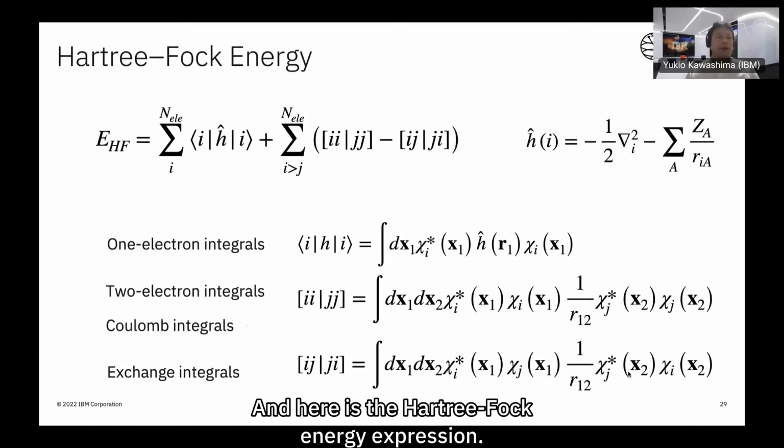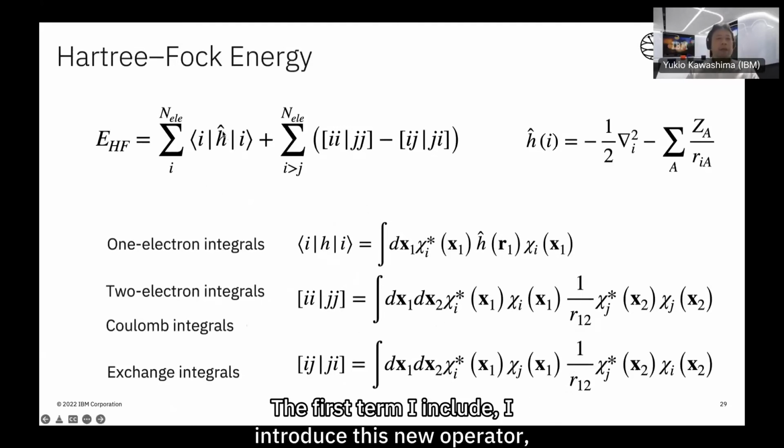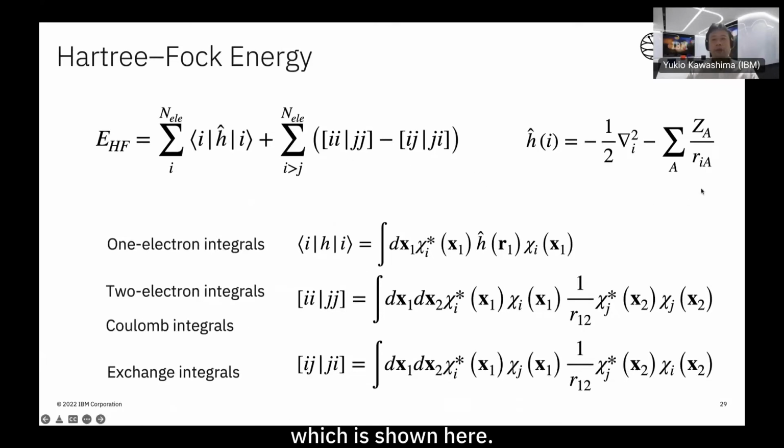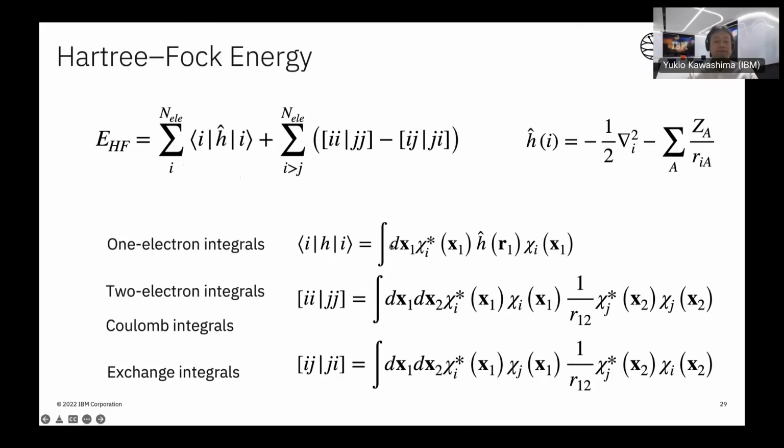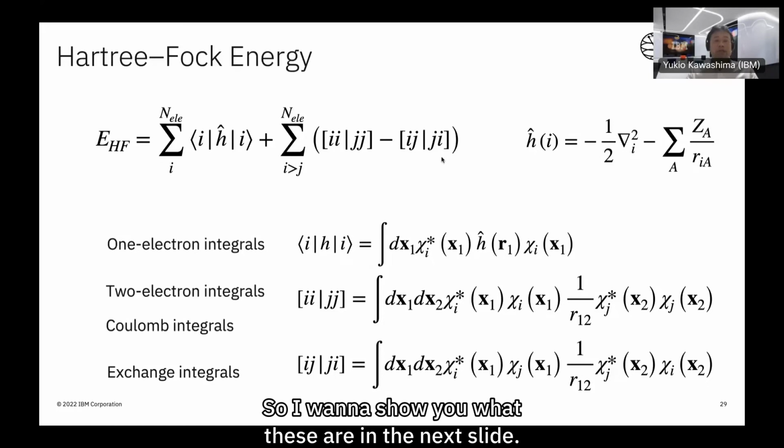And here is the Hartree-Fock energy expression. In the first term, I introduced this new operator, which is shown here. It is the kinetic energy and electron-nuclear attraction for electron i. So this integral is the expectation value of the kinetic energy and the electron-nuclear attraction for electron i, and this term runs through all the electrons. How about these terms? These are the two-electron integrals. The first term is the Coulomb term, and the second term is the exchange integral. I want to show you what these are in the next slide.